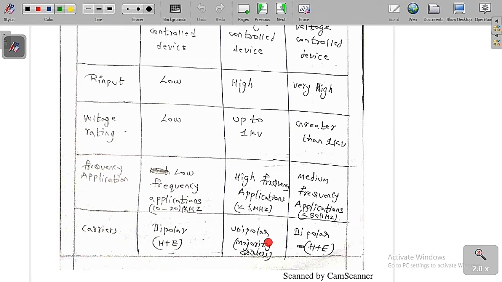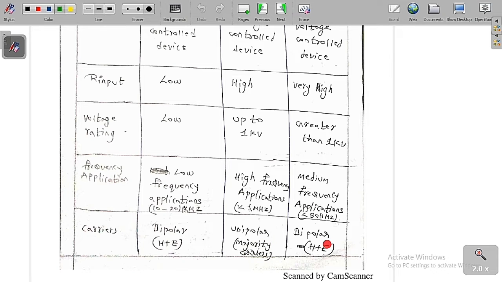Unipolar means only one carrier, either holes or electrons. Only one of them is going to be present, based on the substrate. So it is called a majority carrier device because it doesn't have any minority carriers. So it is always a majority carrier device.